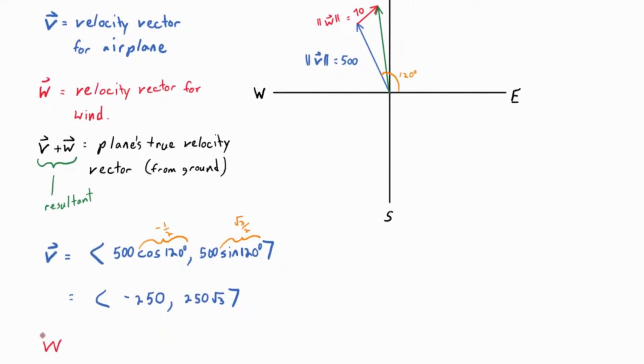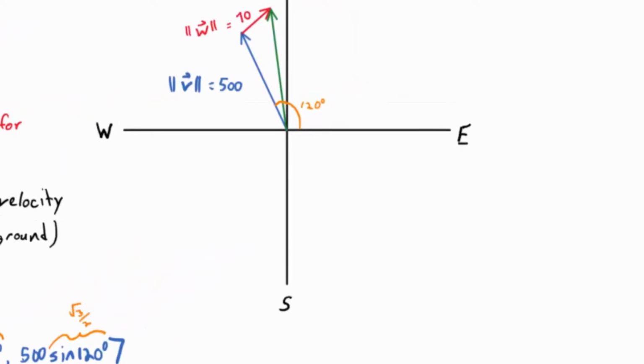Okay, now not V, W. What was the magnitude of W? 70. Now so it's going to be 70 cosine something, 70 sine of something. Well, that something is the direction angle.